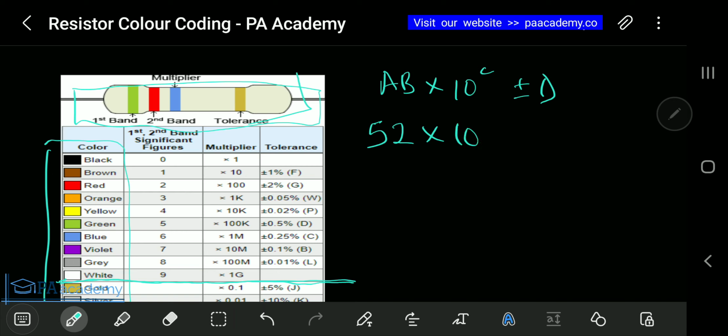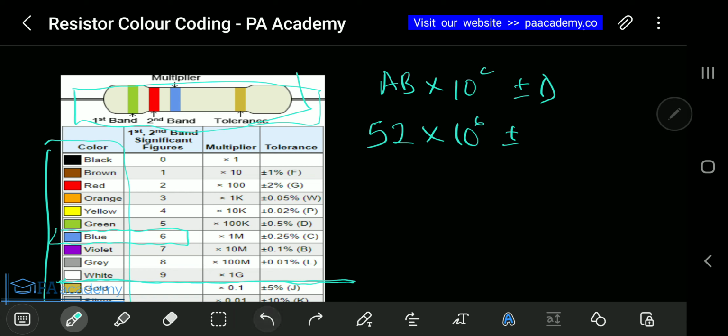The next thing you are going to have is times 10 raised to the power. Now the third band here is the color blue. Let's go to the chart and trace out blue. You can see that blue is 6. That will be 10 raised to the power 6. Then plus or minus.